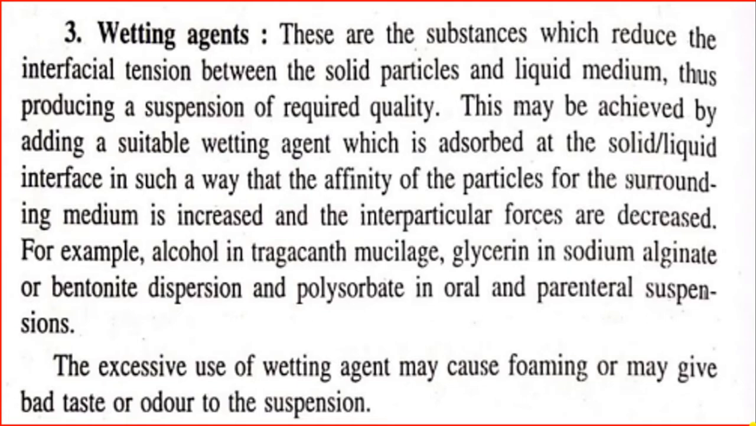These examples are alcohol in tragacanth mucilage. Then glycerin is added in sodium alginate, or in the bentonite dispersion, meaning in the calamine lotion we are using glycerin that plays the role of the wetting agent. Bentonite, that is clay, is used for the suspension, so glycerin is added in bentonite. Then polysorbate wetting agent is also added in oral and parenteral suspension.